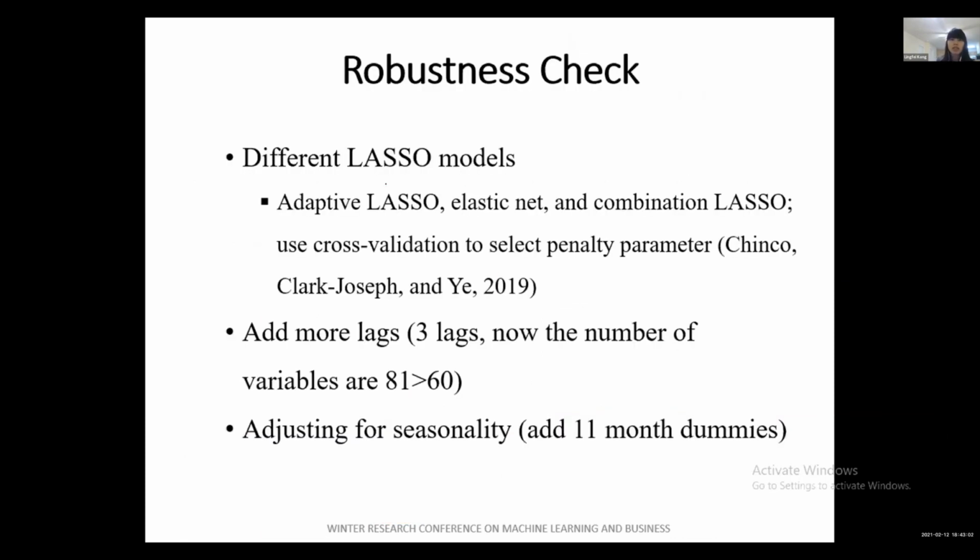For our robustness check, we tried different Lasso models, such as two-stage adaptive Lasso, elastic net, and combination Lasso, developed by Han et al. 2019. We also tried to use cross-validation to select penalty parameters. We also tried to add more lags and adjust for seasonality by adding 11 month dummies. Our results are robust to all these different linear models.